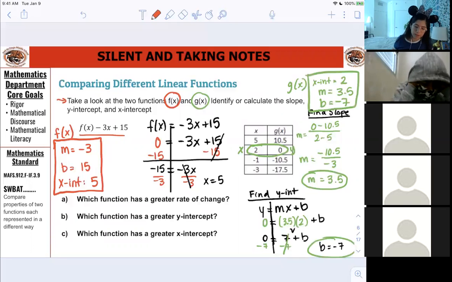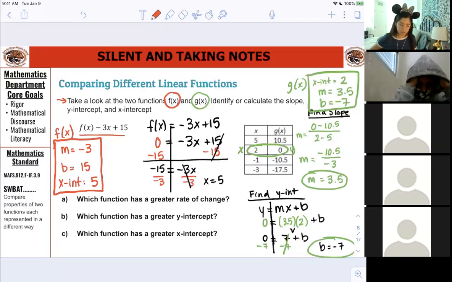F of x. Why do you say f of x? Because it's a greater number. Which number are you looking at? 5. Is that the rate of change? I think it's g of x. And why do you say g of x? Because the slope is greater than the other one.